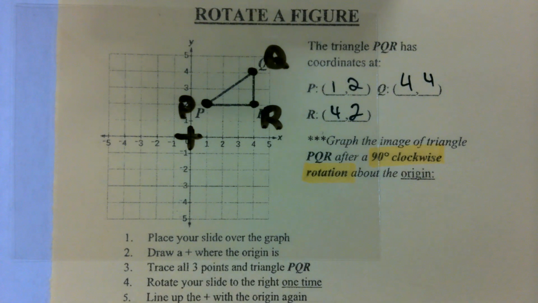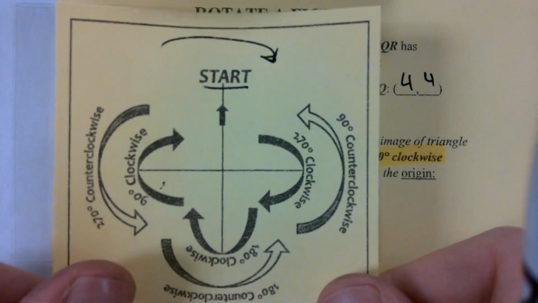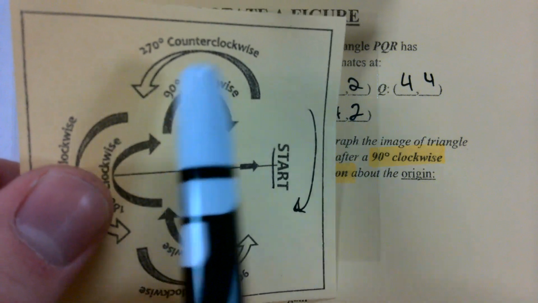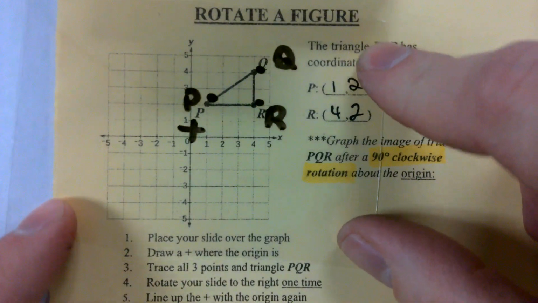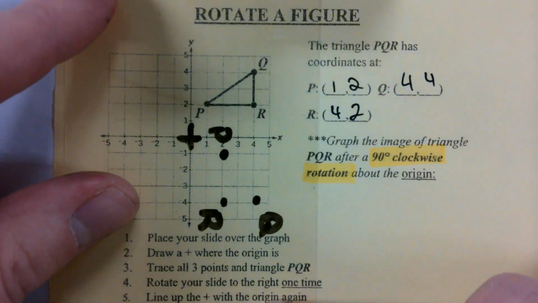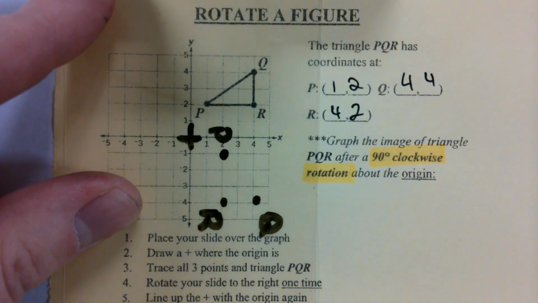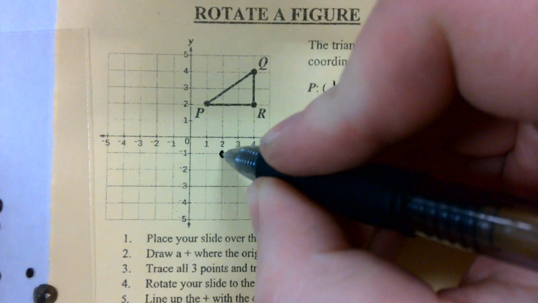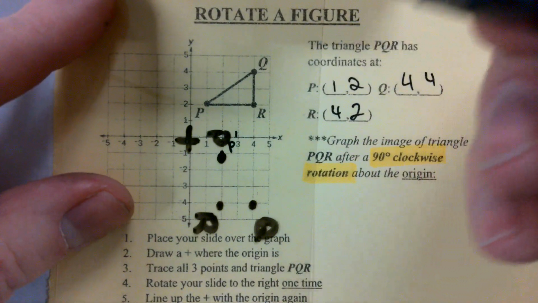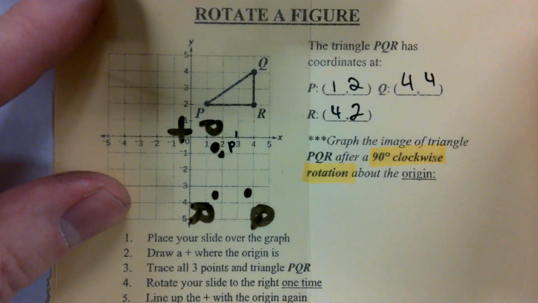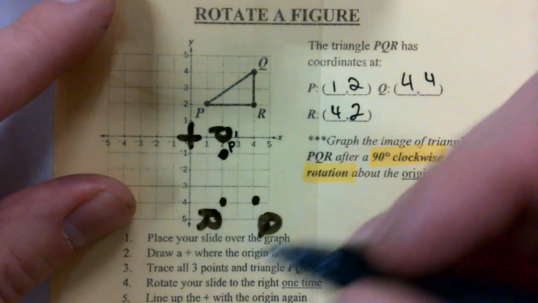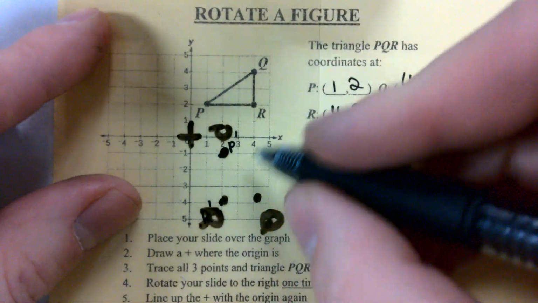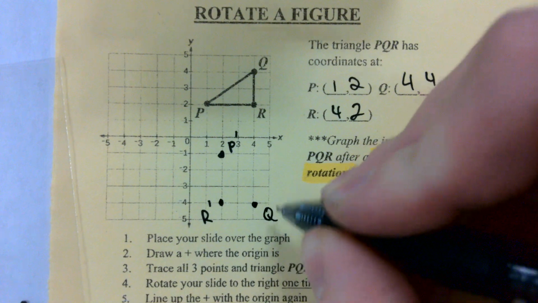90 degrees to the right, or 90 degrees clockwise. If I start right here, I go 1 turn to the right. Hey, look, there's 90 degrees clockwise. So we're going to go 1 turn to the right. Boom. There's where my new triangle is going to land. So P prime looks like it's at 2, -1. And you can just keep sliding it back on and back off to get where your points are at. 2, -4. That's R prime. And then 4, -4. That'll be Q prime.